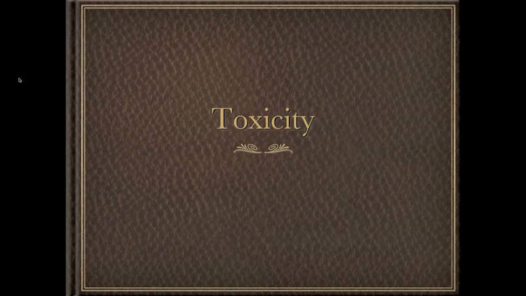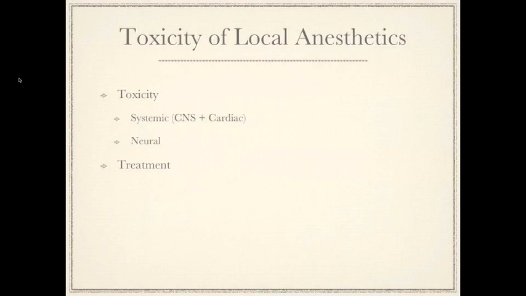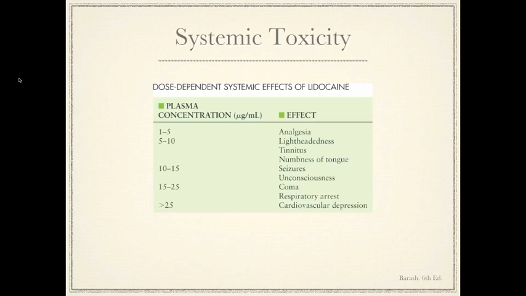So for the toxicity of local anesthetics, realize that it can happen systemically in the central nervous system or at the level of the heart. Also, it can occur at the individual nerves. And then we'll talk about ways to treat this.